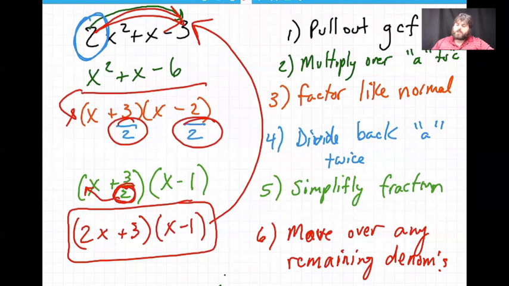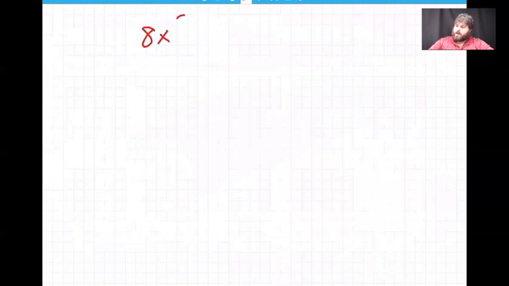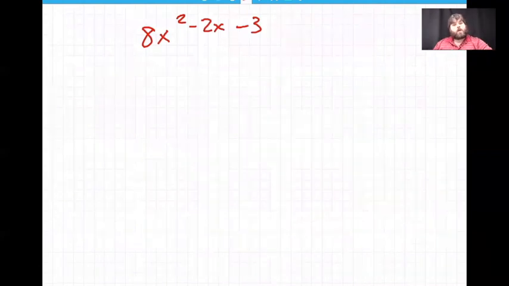After you reduce the fraction, then you move any remaining denominators over and you're good to go. Okay, that's the process. All right, so let's try an example here. 8x squared minus 2x minus 3. You want to pause the video and try to work this one, see if you get the same answer I get. Otherwise, let's just work it.